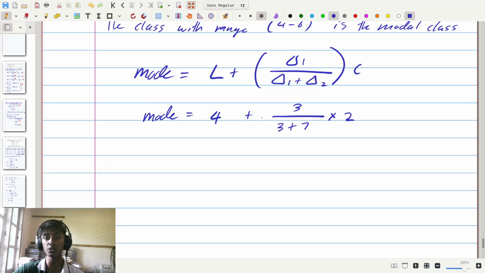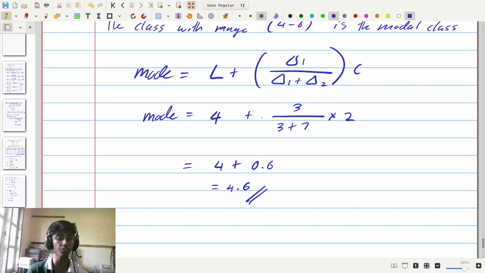So multiplying that by 2, we get this expression for the mode. Now simplifying down, we can see we have 4 plus 6 divided by 10, which is 0.6, which is equal to 4.6. And therefore the mode of our classes is equal to 4.6.